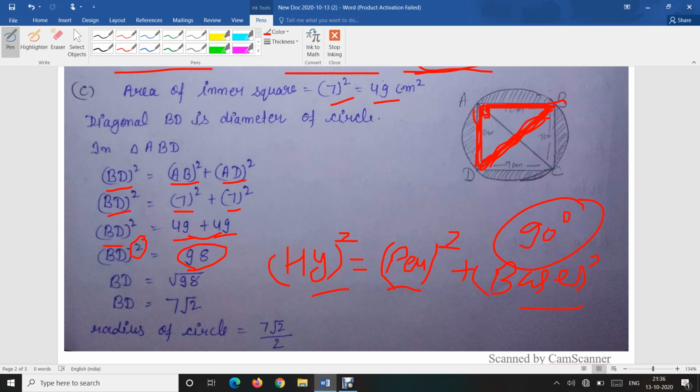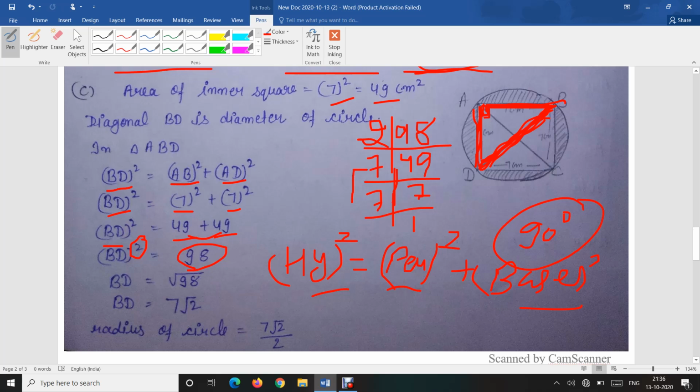So the square root of 98. If we divide this 98 by 2, then 2 4s are 8, 18, 2 9s are 18. Now we know that 49 only falls in the table of 7. So 7 7s are 49 and 7 1s are 7. Now we have to make the pairs.